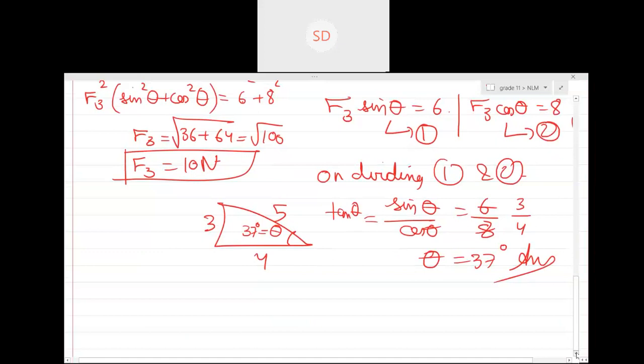Now let's talk about the laws of, so Newton's laws of, write down the heading guys. Newton's laws.